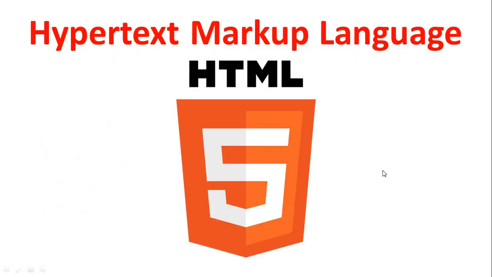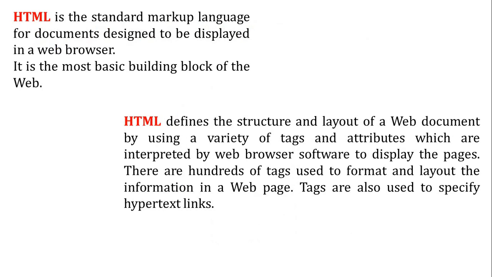What is HTML? It is known as hypertext markup language. HTML is a standard markup language for documents designed to be displayed in a web browser. It is the most basic building block of the web. So what have we understood by this statement? HTML programming is a standard markup language.